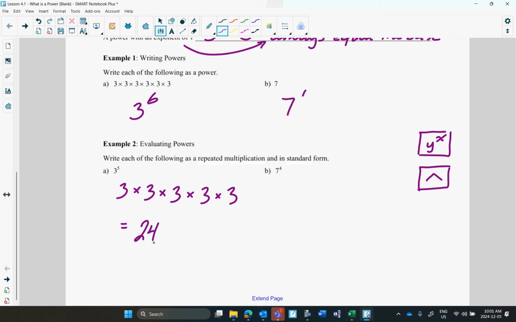What does the second one tell us to do? 7 times itself 4 times. Obviously, we're going to need a calculator for this one, because this is going to be 49 times 49, which is somewhere around 2,000 or something. Which again, 2,400. Good.